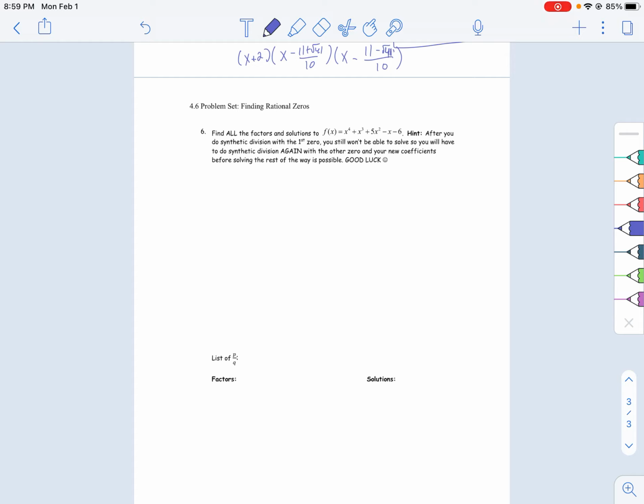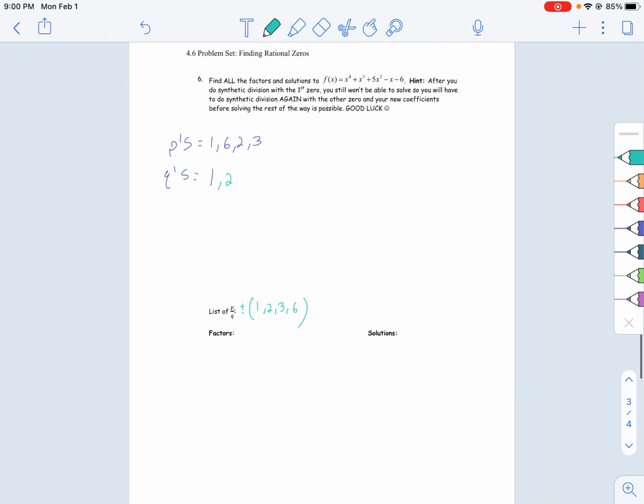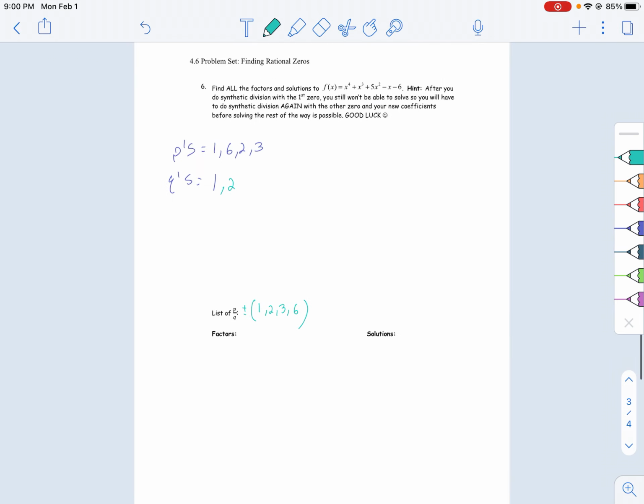Our p's are going to be 1 and 6, 2 and 3. The q's are going to just be 1, because 1 is the only coefficient on the first term. So then our p's over q's would be plus or minus 1, 2, 3, 6. If for some reason you ever had q's that were 1 and 2, you would not need to say 6 over 2. You also wouldn't need to say 2 over 2, because that would be a repeat of 1 and a repeat of 3. So you never have to repeat terms, but I'm not going to count you off for writing a term twice. Not a huge deal for me.